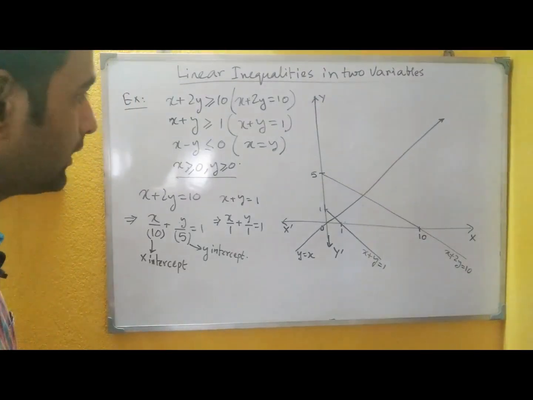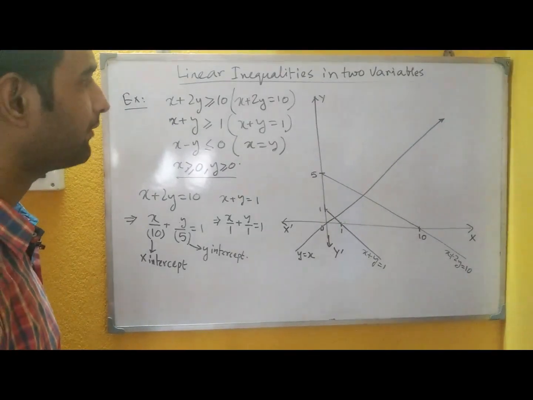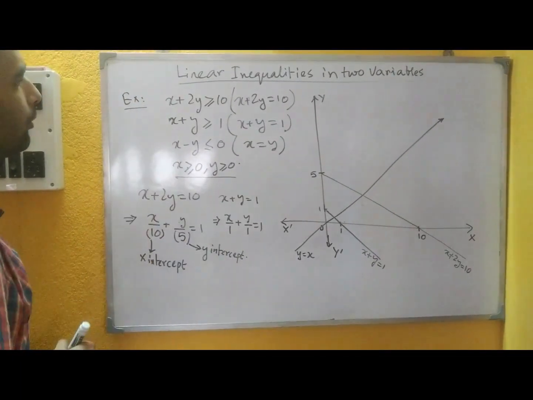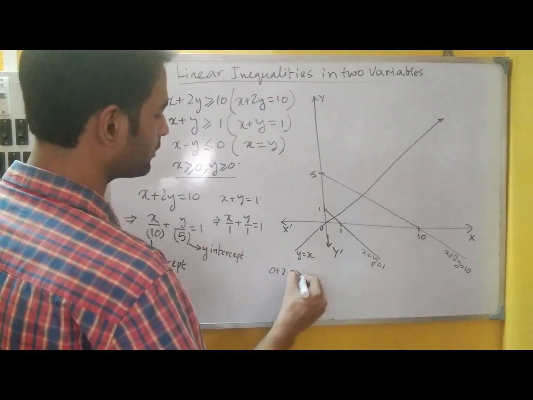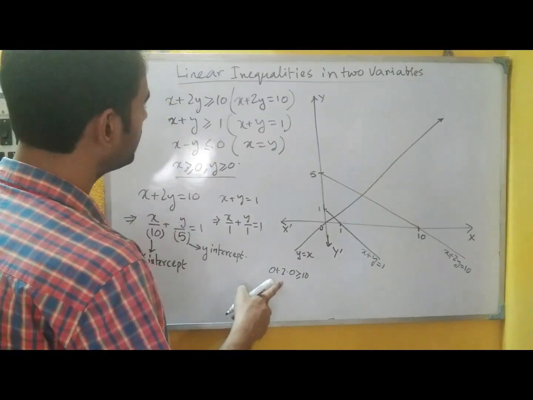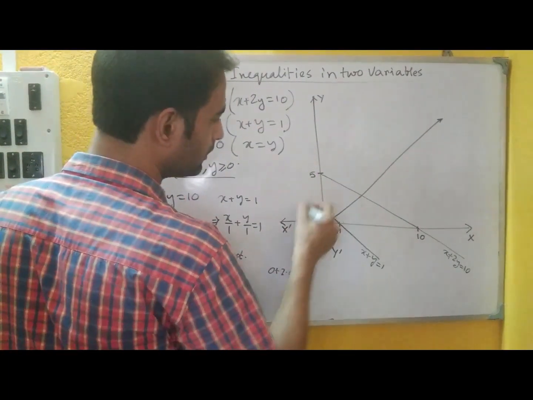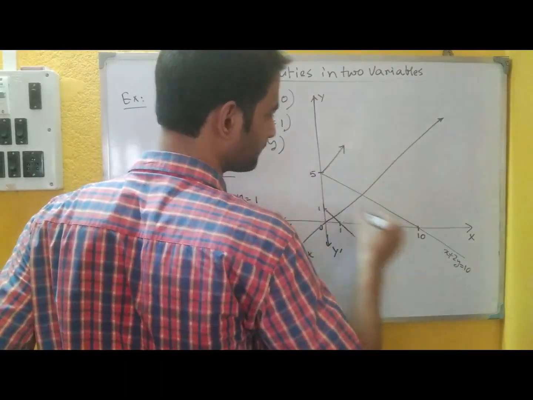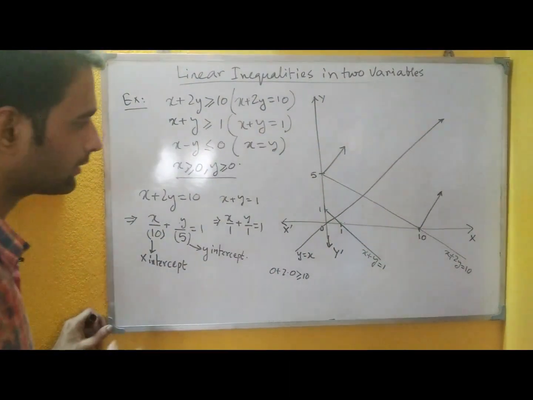Okay, so now see there are two lines which are not passing through the origin. So for them we will verify the inequality using the origin. For the first one, if you put the origin in the equation, you will get something like this: 0 plus 2 into 0 is greater or equal to 10. So clearly it is not satisfying. So the origin will not be in the solution region for the first line. That means we will not shade in this direction, we will shade in the direction which is outside the origin. So the shading will be in that direction.